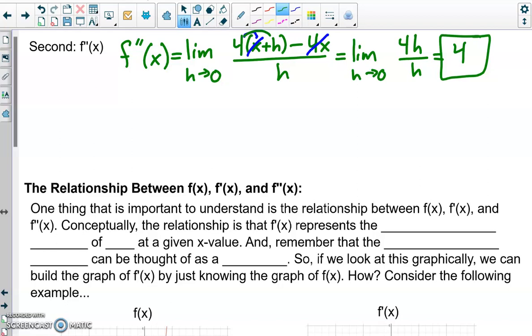In a real world application where we're looking at the position, the velocity, the acceleration, f double prime is acceleration. So we'd say here we have a constant acceleration of 4 units per time unit squared. You're usually looking at things like feet per second squared, or sometimes they'll say feet per second for your acceleration. But at any rate, it's constant, and that's how you do it.